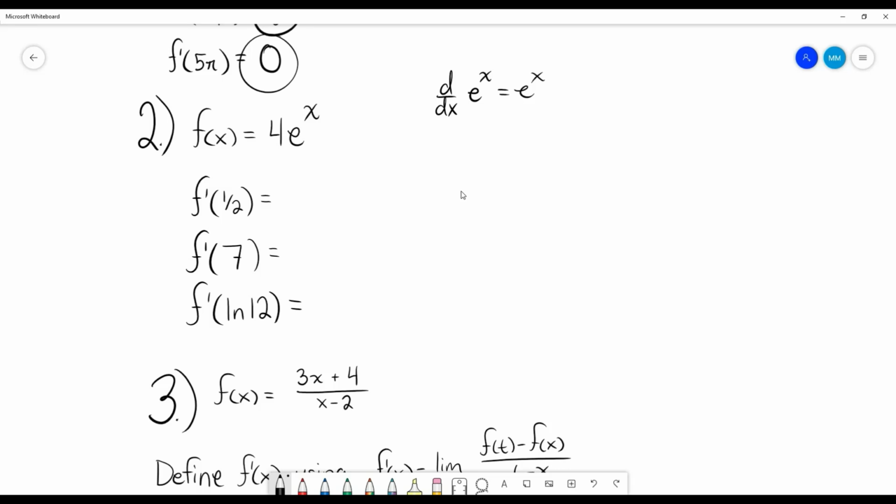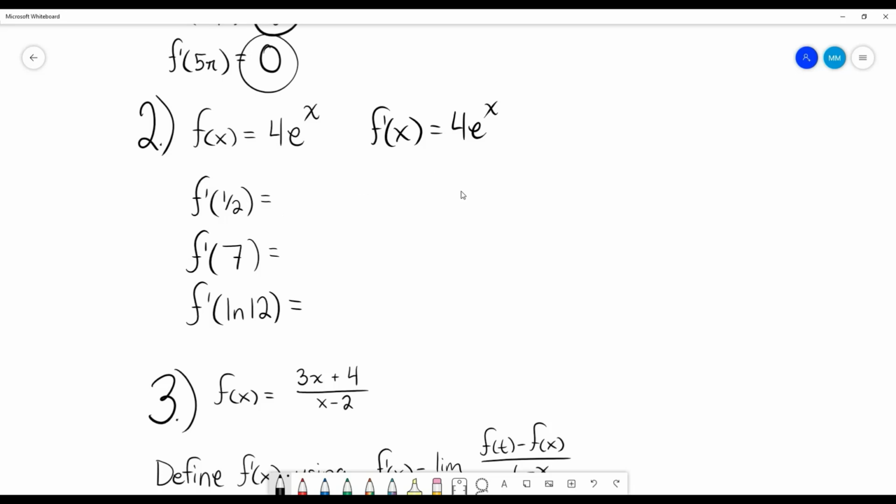So if we have 4 times e to the x, and we want to take the derivative of that, remember, this is a constant coefficient. So it's just 4 times the derivative of e to the x, which is just 4e to the x. Doesn't change. So that means our f prime is the exact same, right? We just plug this value in to here.